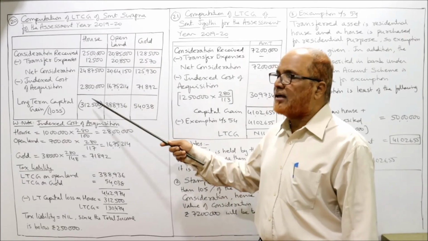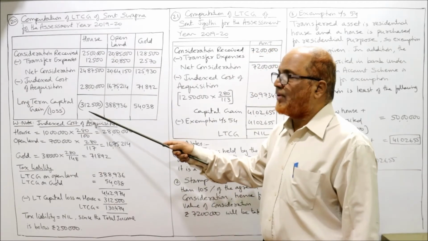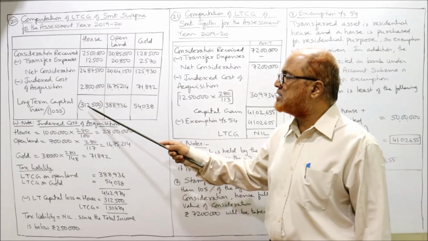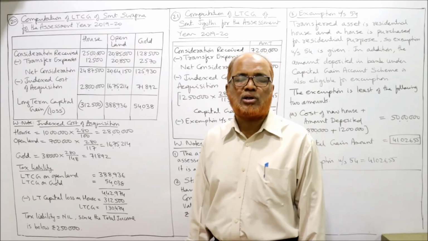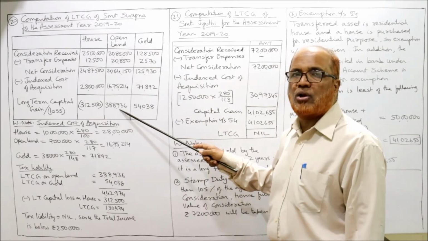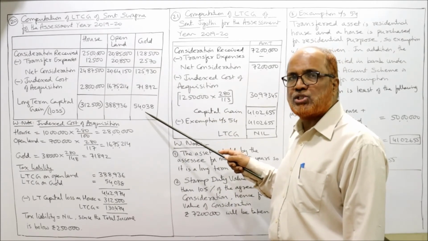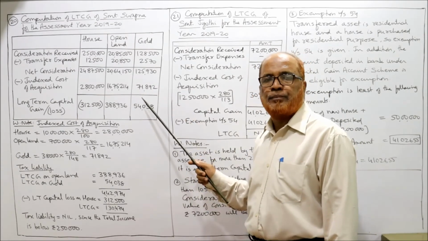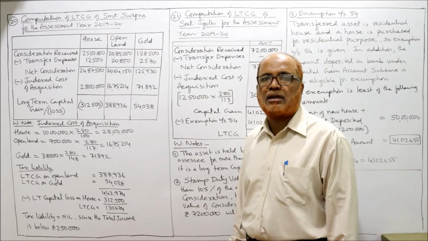Now we subtract to get long-term capital gain or long-term capital loss. In the case of the house, 24 lakh 87,500 minus 28 lakh gives minus 3 lakh 12,500. There is a long-term capital loss in the case of the house. For open land, it is 3 lakh 88,936 long-term capital gain, whereas in gold, 54,038 is a positive value, long-term capital gain. So in the case of open land and gold we have long-term capital gain, and in the case of the house there is long-term capital loss.